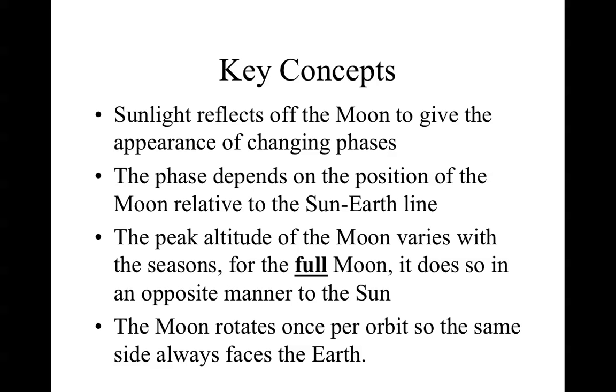The moon rotates once per orbit, so the same side is always facing the Earth. The pattern of craters and oceans, mare, that you see on the moon's surface is always the same because the moon keeps the same face towards us.